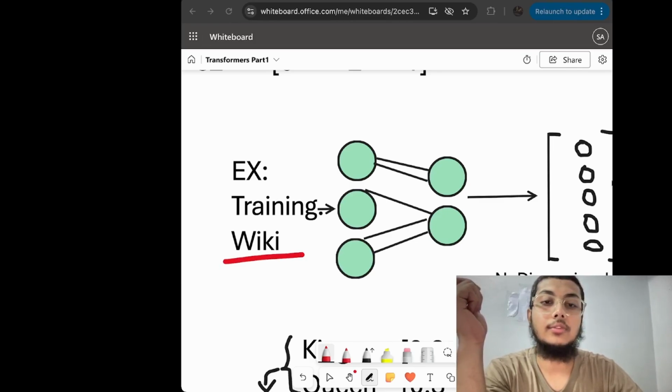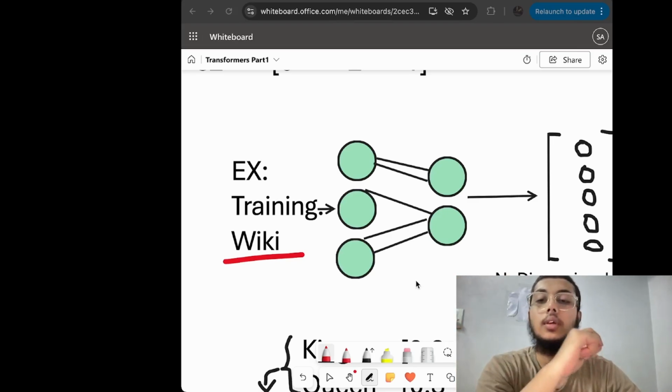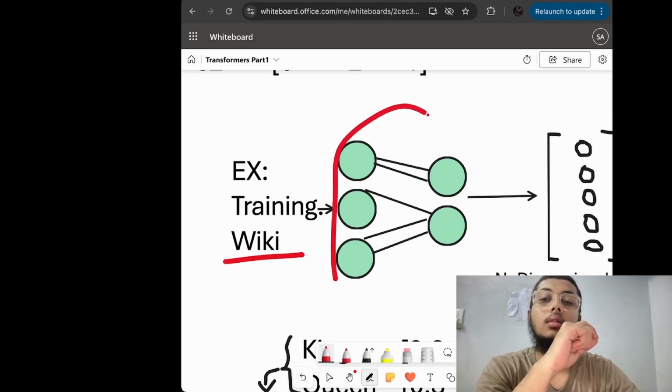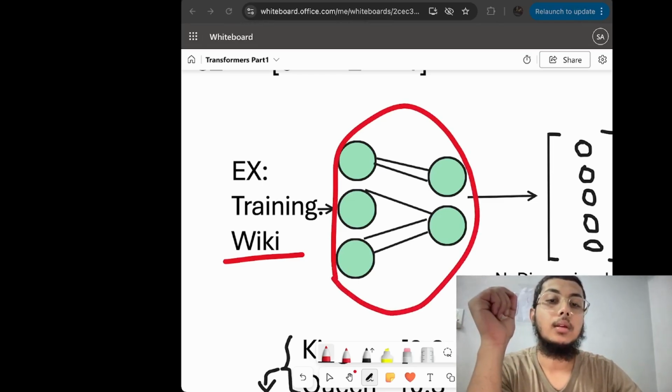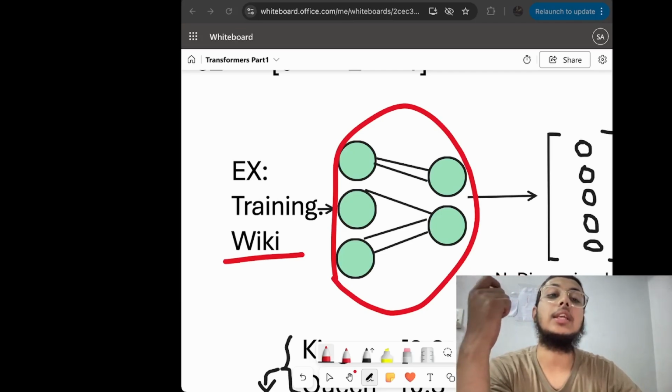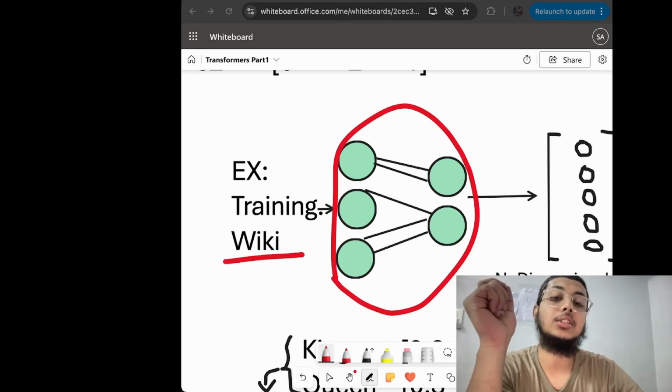For example, suppose you have all these Wikipedia articles on the internet, you pick them all up and collect them. This is your training data, and you send this training data to a neural network. It understands the context in which each word is used, and then it represents each word in the form of an n-dimensional vector. Each word is converted into an n-dimensional vector.